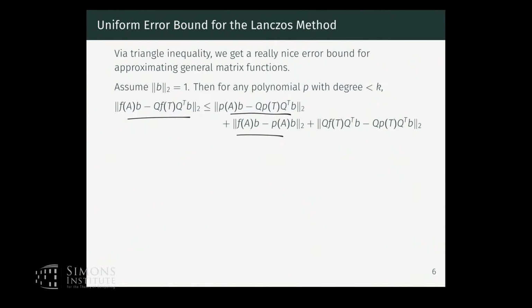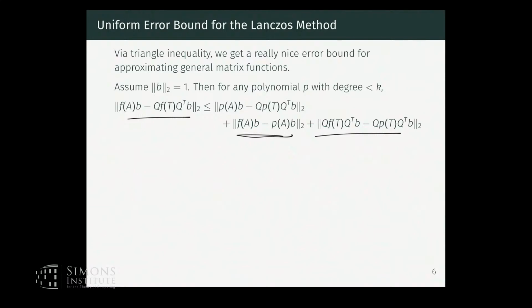Oh, I underlined the wrong thing. This is the difference between the polynomial and my actual function, and this is the error in applying. Oh, I said it wrong again, sorry. Okay, I can write basically the error of Lanczos as the error of applying the polynomial plus the difference in my function with the polynomial on my original matrix plus the difference in the approximation for the polynomial and the approximation for my original function. Okay, so there's 3 terms there.